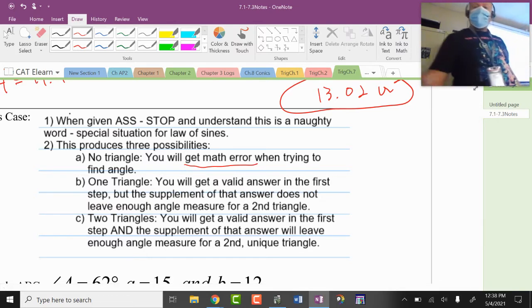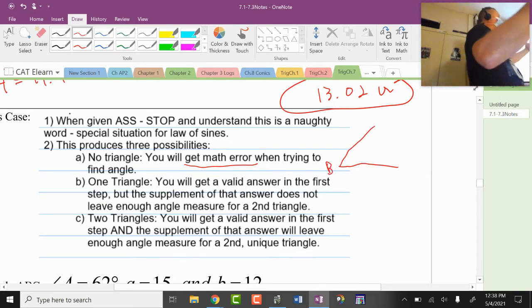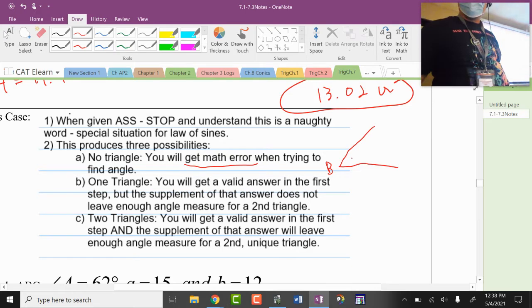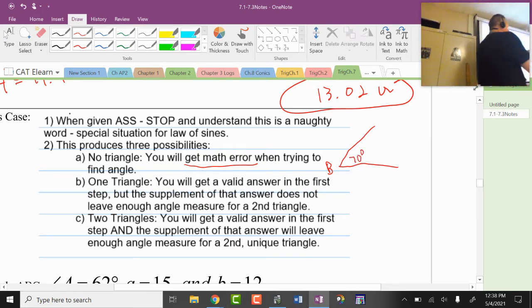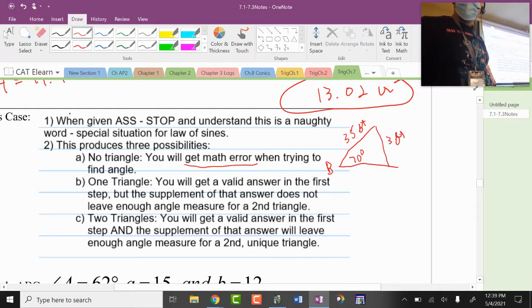Here's what actually happens. Remember, it's this angle that they gave you, like right here. So let's call this angle B. So they give you angle B. I'm just going to make up something for the video and say this is like 70 degrees. 70 degrees is probably opened a little bit more. And then let's say this side measure right here is like 35 feet. And then let's say this side opposite is 3 feet.